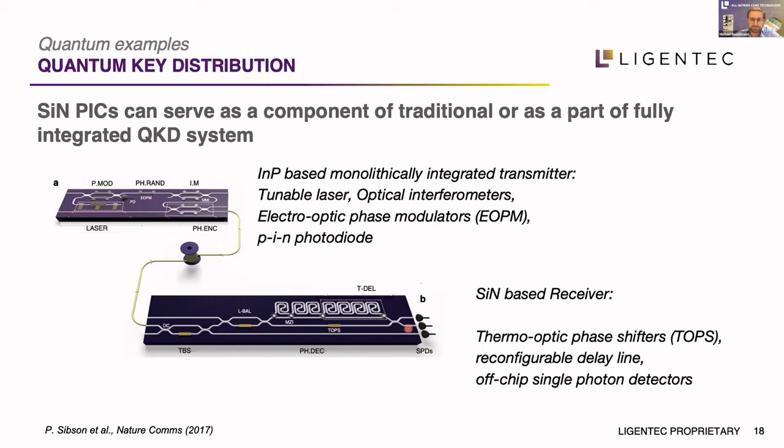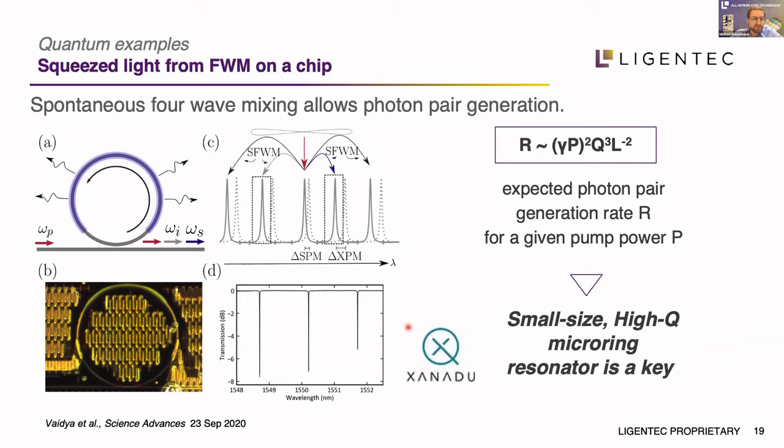And now I switch to examples that were done with our chips. One customer recently published a paper about spontaneous four-wave mixing that allows photon pair generation, where they squeeze light with a chip and do quantum experiments with that.